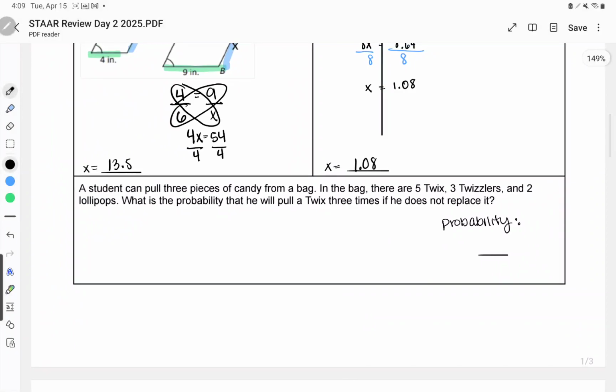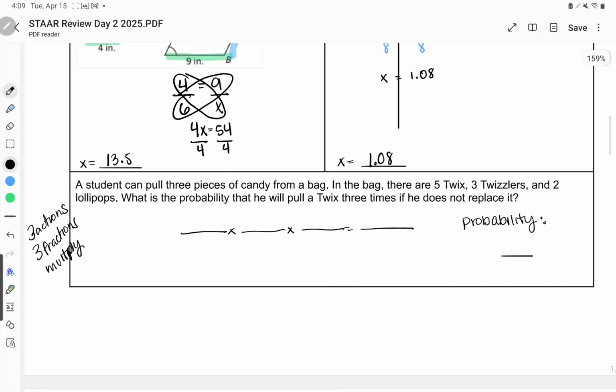The last one says a student can pull 3 pieces of candy from a bag. In the bag, there are 5 Twix, 3 Twizzlers, and 2 lollipops. What is the probability that he will pull a Twix 3 times if he does not replace it? So he does not put the Twix back in. Now, how many actions did we do? We did 3 actions. And what does that mean? That means we have 3 fractions and we multiply. 1, 2, 3 equals our probability.